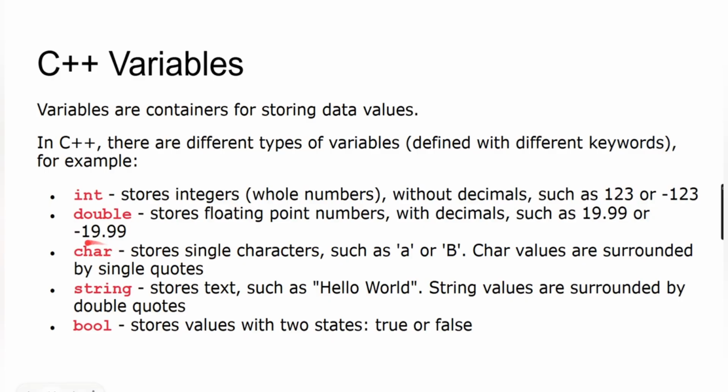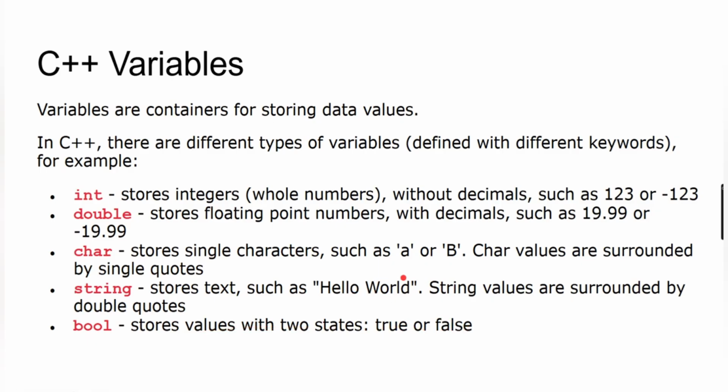Then there is another type called char. It is used to store a single character such as a or uppercase A or anything in the lowercase, right? Anything you can store with the help of char, but a single character, and it should be surrounded with a single quote. Then we have a string. It is used to store text such as hello world. So any text can be stored with the help of string data type, and string values are surrounded by double quotes. Then the last data type that we have is bool. That is used to store values with two states, true or false. So basically this boolean has only two values, true or false.